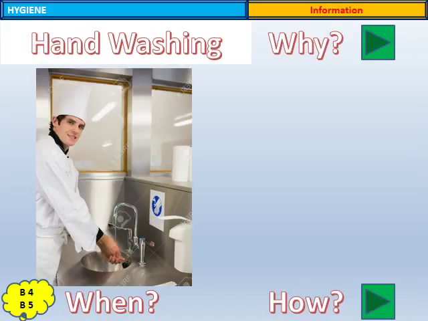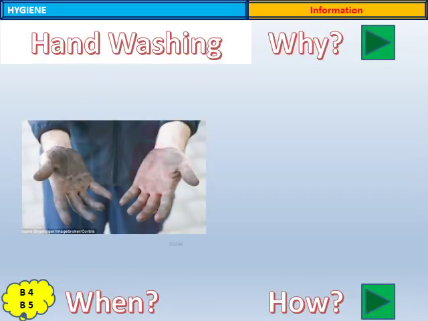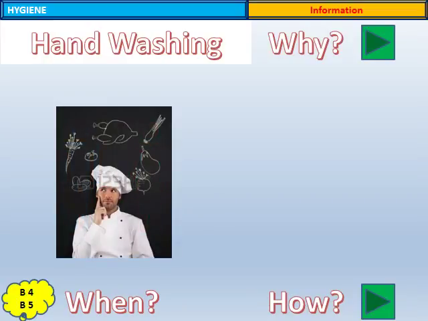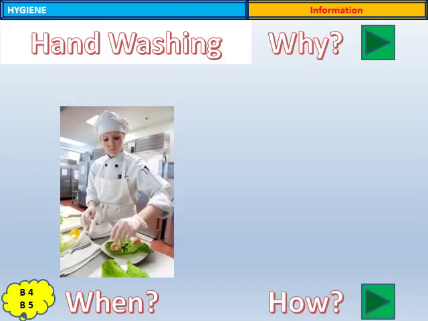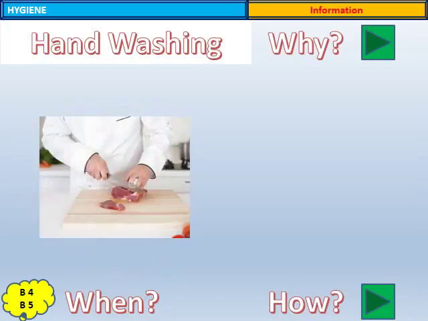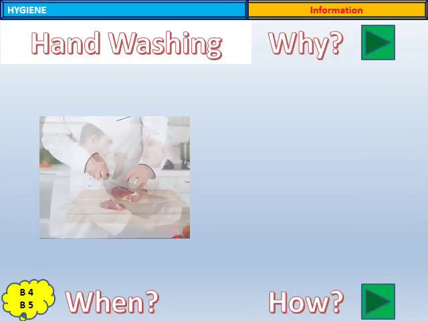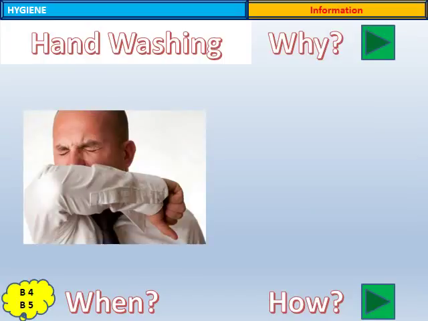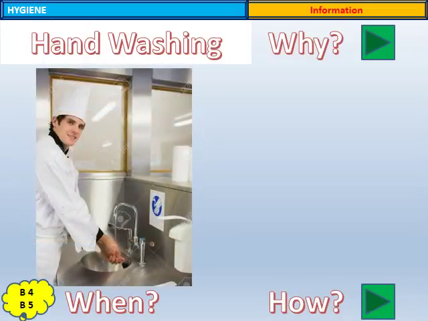So now that we know why we need to wash our hands, when should we wash them? We all know to wash our hands before starting work, but are there other times to wash them as well? There are. We wash our hands anytime they're dirty, after using the toilet, after touching our face or hair, after preparing or serving food, after touching raw meat, after eating, tasting, drinking, or smoking, and after coughing or sneezing.